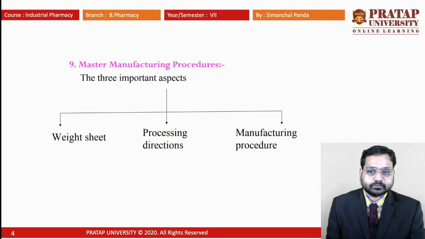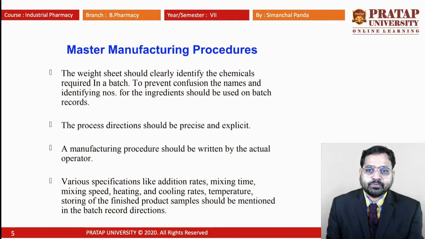Master manufacturing processes have three steps: weight sheet, processing direction, manufacturing procedure. These are the three important aspects of the master manufacturing procedures. The weight sheet should clearly identify the chemicals required in a batch. To prevent confusion, the names and the identifying numbers for ingredients should be used on batch records.